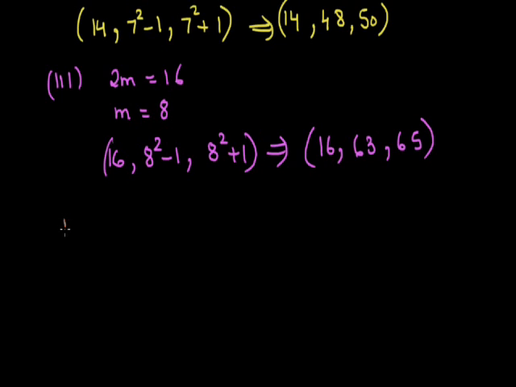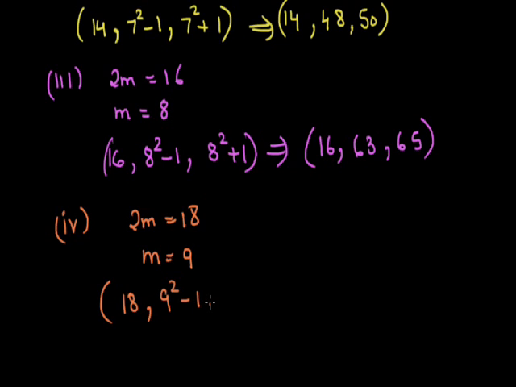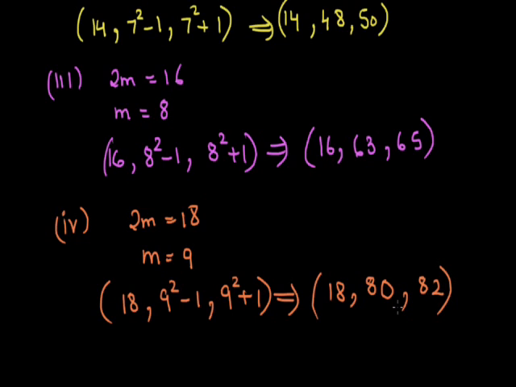Now the last part, that is the fourth part. One of the elements is given as 18. So I can write 2m is equal to 18. If 2m is equal to 18, the value of m will be equal to 18 upon 2, that is 9. So I can write the Pythagorean triplet as 2m, that is 18, comma m square minus 1, that is 9 square minus 1, comma 9 square plus 1. So that will be equal to 18, comma 80, comma 82. So this is a Pythagorean triplet with one element that is equal to 18.